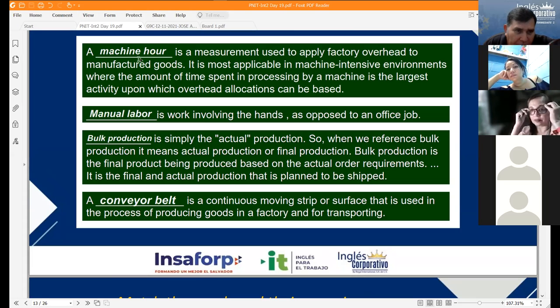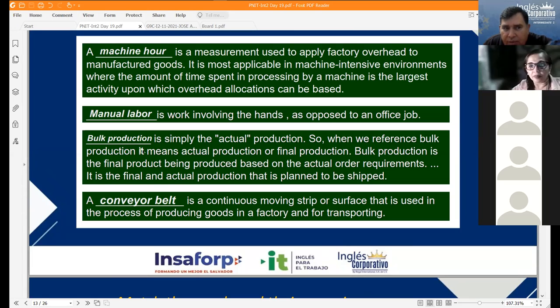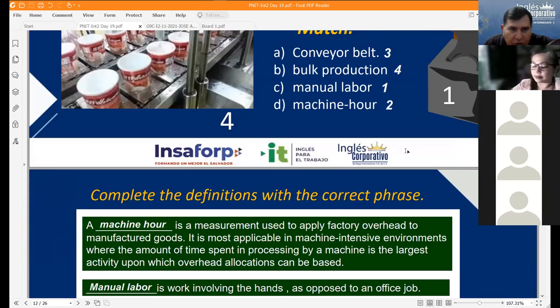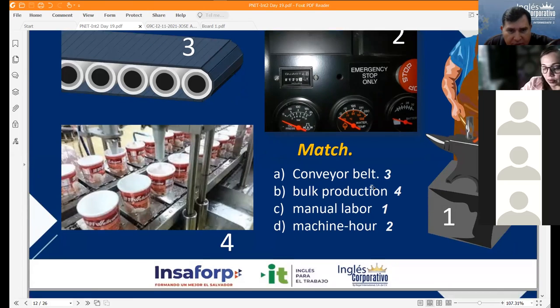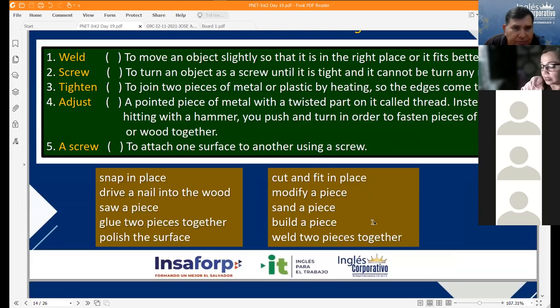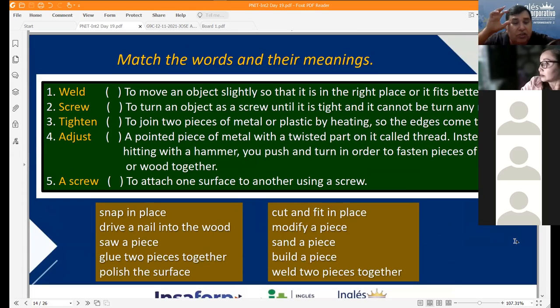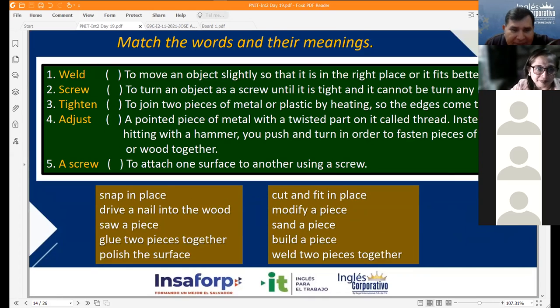So here we have the four words: machine hour, manual labor, bulk production, conveyor belt. Talking about these guys over here. We have first manual labor, machine hour, conveyor belt, and bulk production. Okay. So now this is your job. This is what you're going to be doing. You're going to be matching the words and their meanings. I'm going to be reading for you to check the pronunciation, but then you're going to be working in the group.